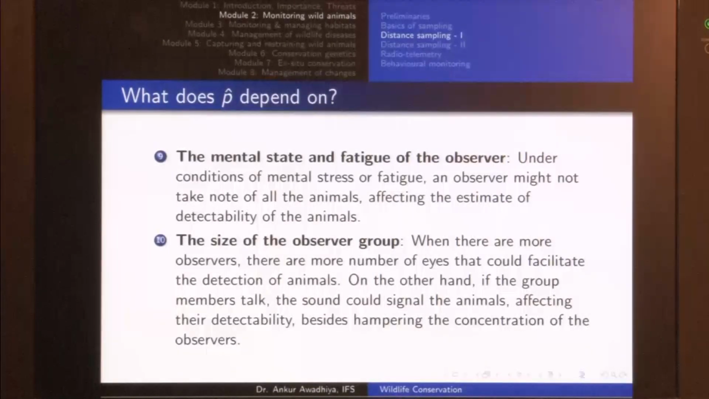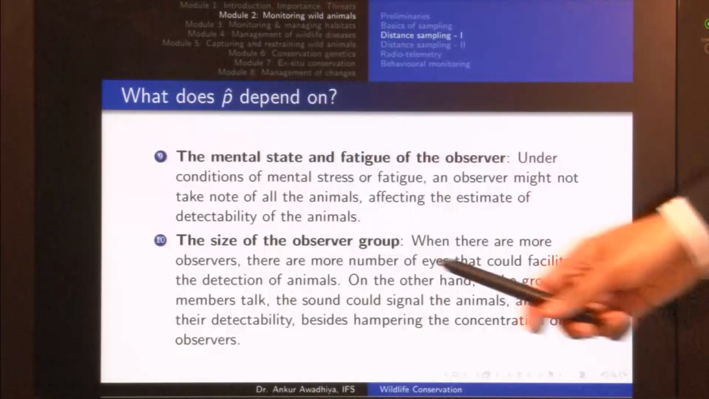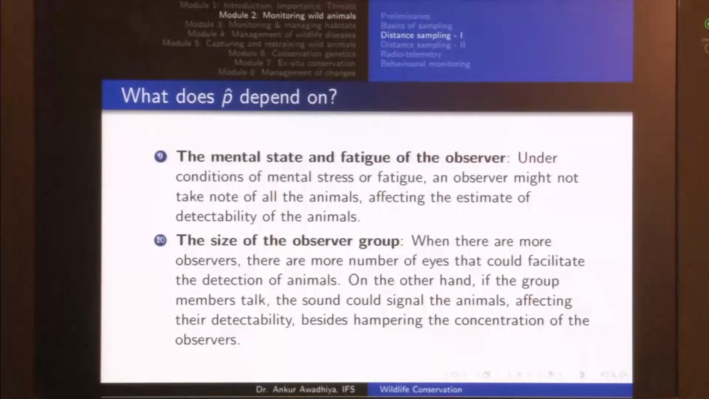P hat also depends on the mental state and fatigue of the observer and on the size of the observer group, because typically we have seen in the forest that whenever these exercises are carried out, in the beginning the people are extremely excited to see the animals and note down the results. So, even small movements are noticed by the people, but after a while when people get fatigued, their mental state also becomes dull, and they do not take note of all the animals. Similarly, the size of the observer group. If you have a larger group, you have more number of eyes that are looking out for the animals, which should increase your detection probability. But typically what we have seen is that in a larger group, people start chatting, and this sound also alerts the animals. So, this again might be having a positive or a negative impact.